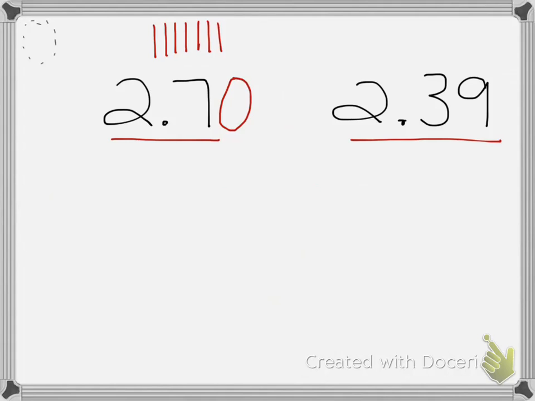So now it's easier to look at 2 and 70 hundredths compared to 2 and 39 hundredths. 2 and 70 hundredths is greater than 2 and 39 hundredths. So I could also say 2 and 7/10 is greater than 2 and 39 hundredths.